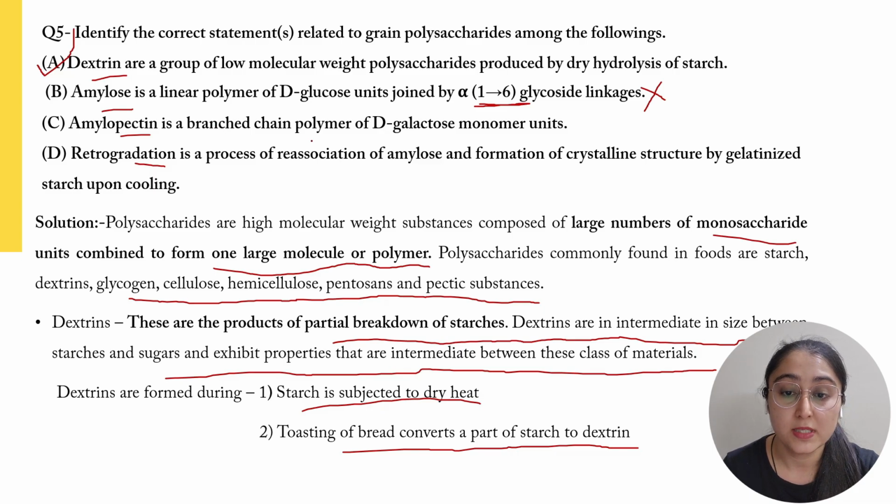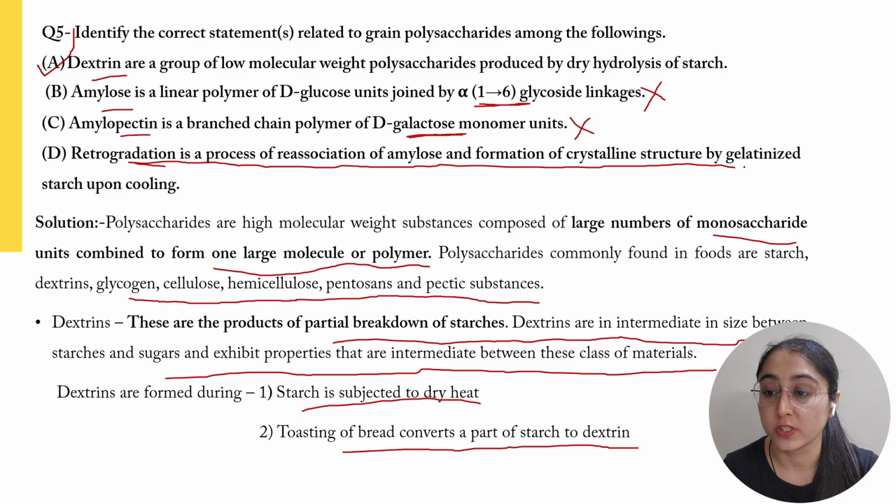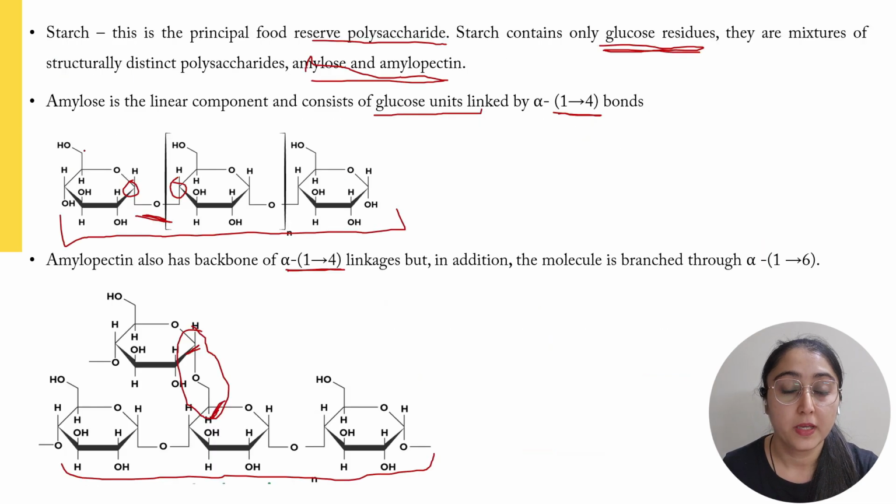Next is amylopectin is a branch chain polymer of D-galactose monomer units. So this is also wrong, even though it is a branched structure, it does not contain galactose monomer, rather glucose is the monomer. Next is retrogradation is a process of reassociation of amylose and formation of crystalline structure by gelatinized starch upon cooling. We have just seen that this is the correct statement. Therefore, the correct answer to this question will be options A and D.